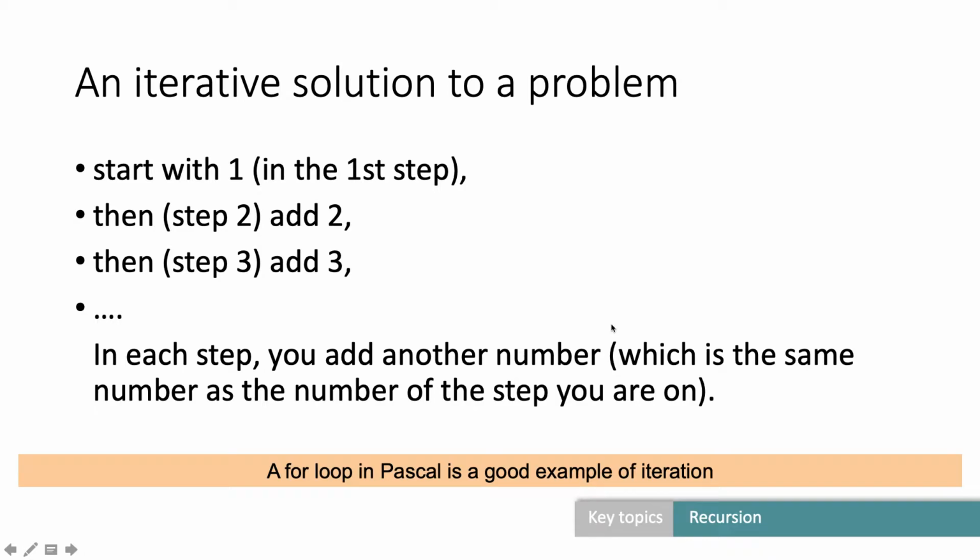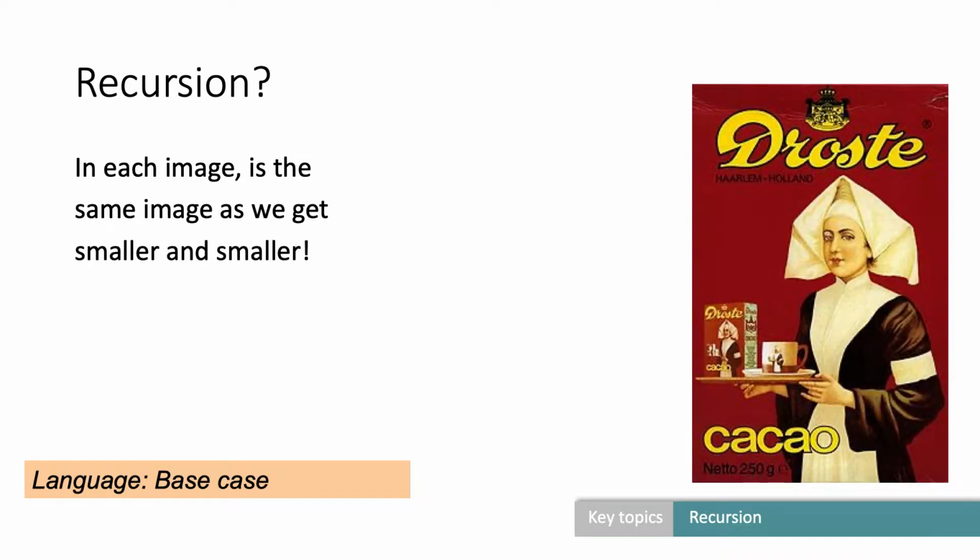Each step means you add another number. So it's a very clear process. So we call this an iterative approach. You know how much memory it's going to use. You know what's going on as we go through the program.